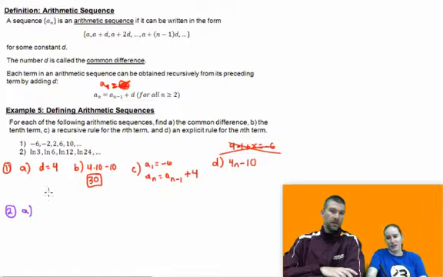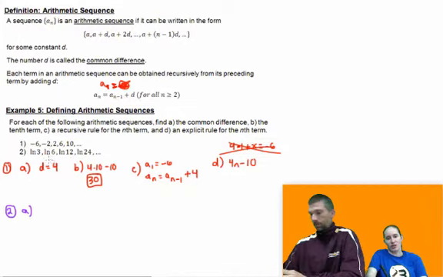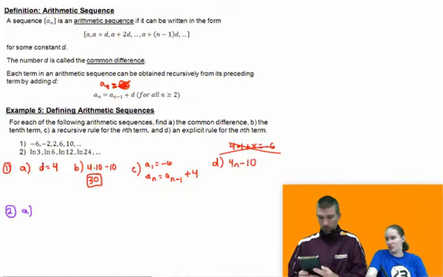So what are we adding to each one? Grab your calculator, and let's do the natural log of 6 minus the natural log of 3. You might be inclined to say, oh, the common difference is 3, but no, it's probably not. It could be. Hold on. Natural log of 6 minus natural log of 3. Okay. Now do the natural log of 12 minus the natural log of 6.